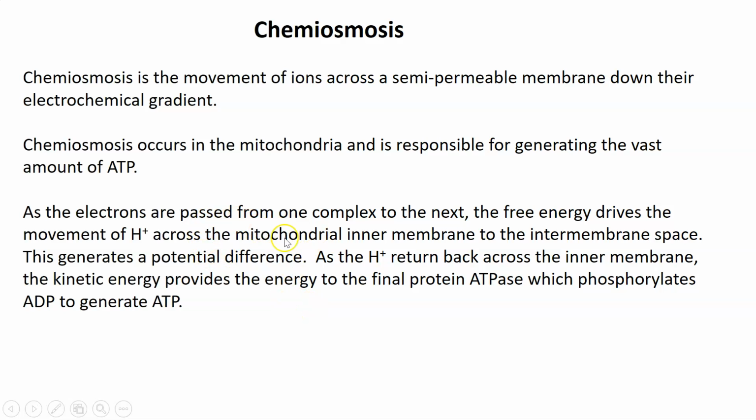So this bit I'll just say it now, but I'll explain it a bit more. As the electrons are passed from one complex to the next, the free energy is quite high in these high energy electrons, and it's these that give the energy for those complexes to pump hydrogen ions across the mitochondrial inner membrane into the intermembrane space. So like I said before, this is what generates this electrochemical gradient. Or you could call it a potential difference, a bit like a voltage. And as the hydrogen ions return back across the inner membrane, the energy provided by this movement drives the ATP synthase to phosphorylate ADP to generate ATP.